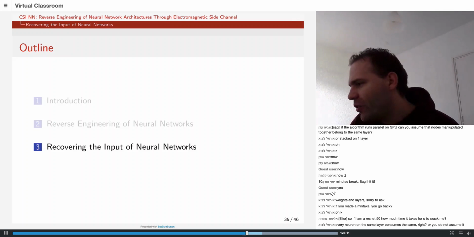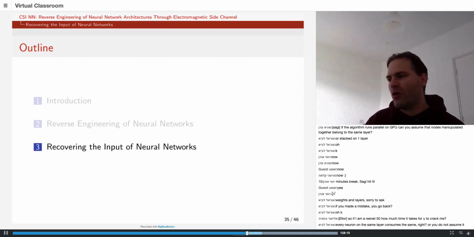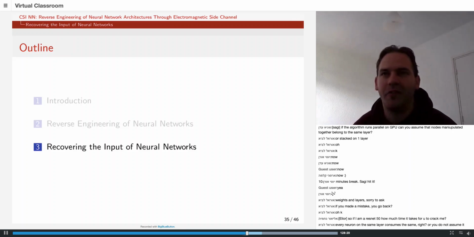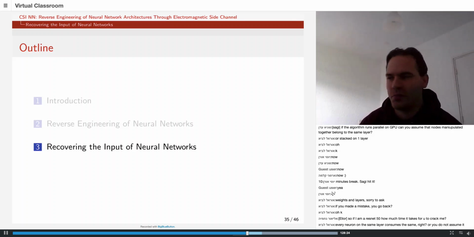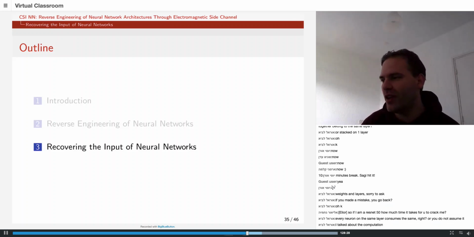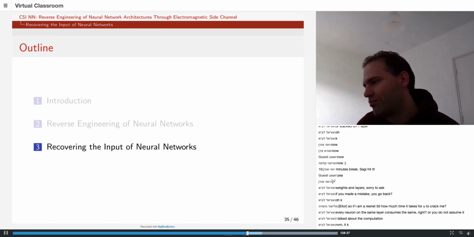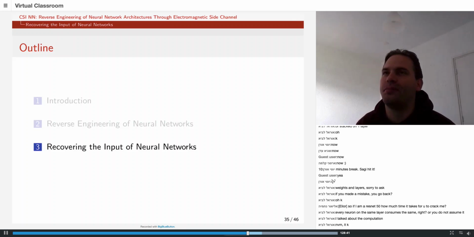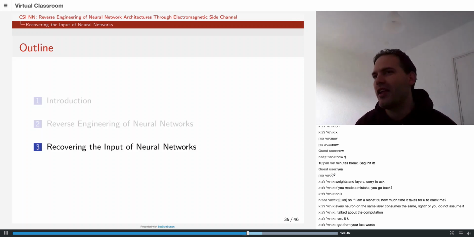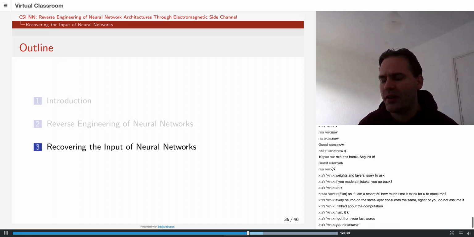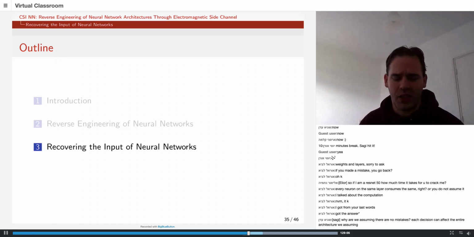Does every neuron on the same layer consume the same, or do you not assume it? Well, we do not assume consumption. We just assume the multiplication with the weight, and we see what kind of correlation we get. Do we get higher or lower correlation when we multiply with every possible weight? In fully connected dense layers like an MLP, that's easier to know than what happens in convolution layers. But yes, we would assume it consumes more or less the same. Maybe not completely the same, because it also depends on the weight of that neuron.